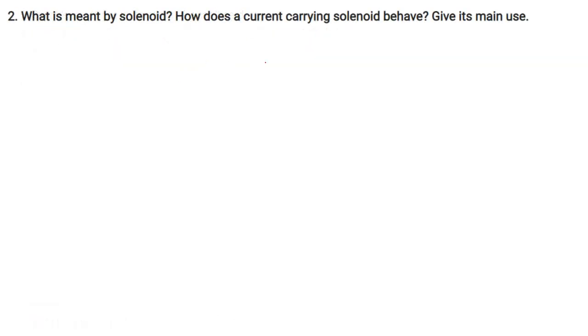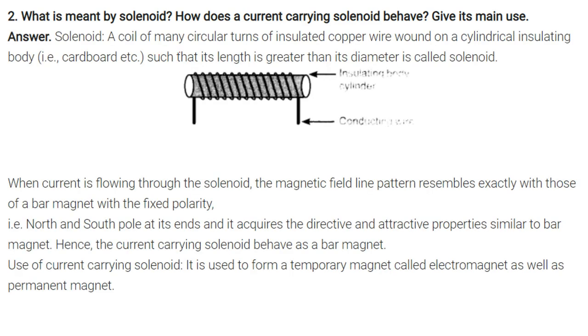What is meant by a solenoid? How does a current carrying solenoid behave? Give its main use. So this is a solenoid, a coil of many turns of insulated copper wire. This copper wire is wound around a cylindrical insulating body, circular in cross section. You can use cardboard, etc., such that its length is greater than its diameter. The length from this point to this point is greater than the diameter. This is called a solenoid.